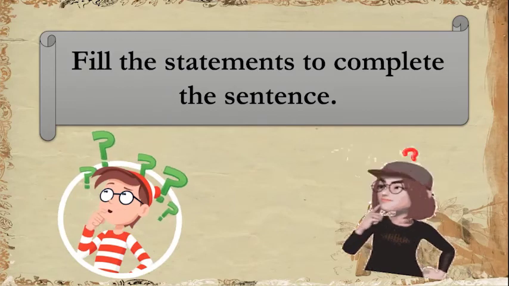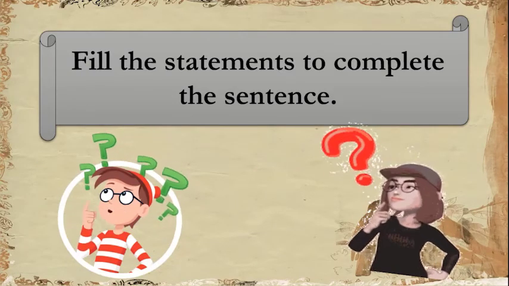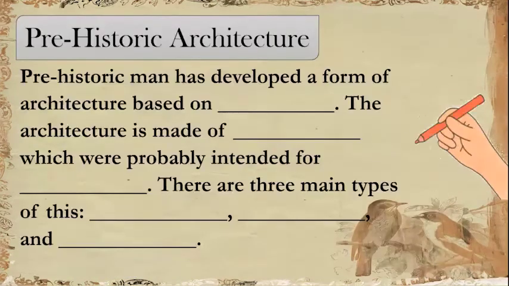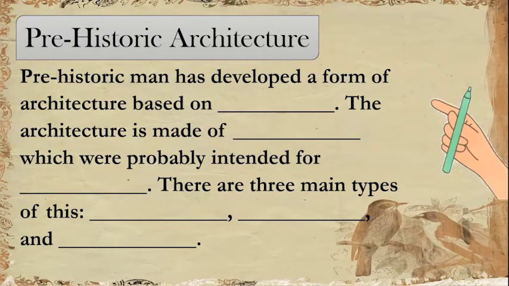Now let's have our wrap-up activity. Here you have to fill in the statements below to complete the sentence. Prehistoric man has developed a form of architecture based on blank. The architecture is made of blank, which were probably intended for blank. There are 3 main types of this: blank, blank, and blank.